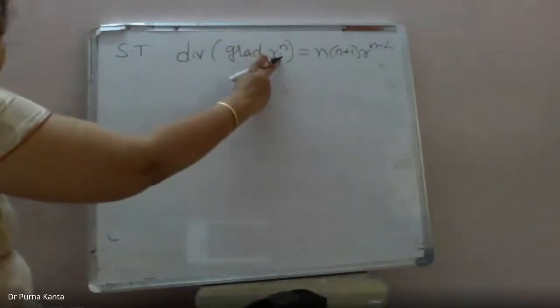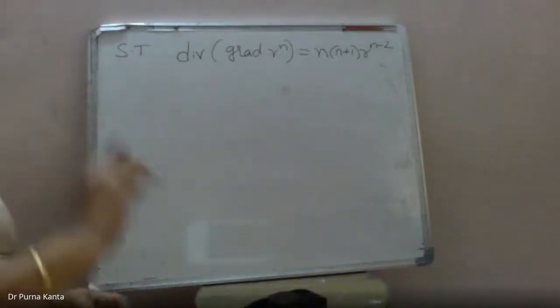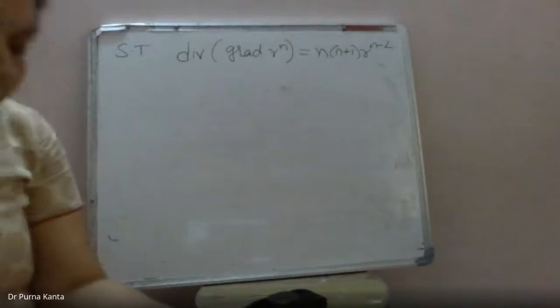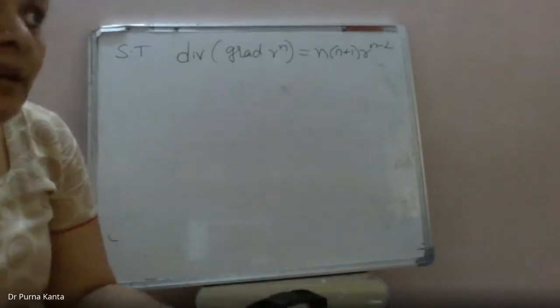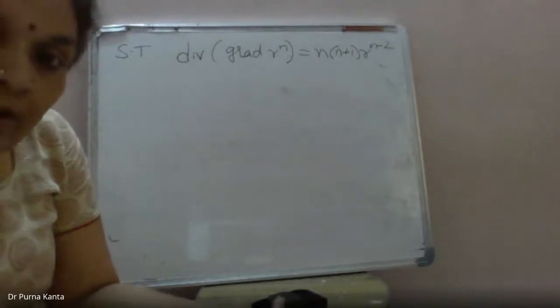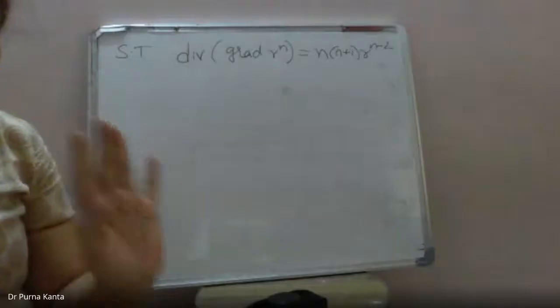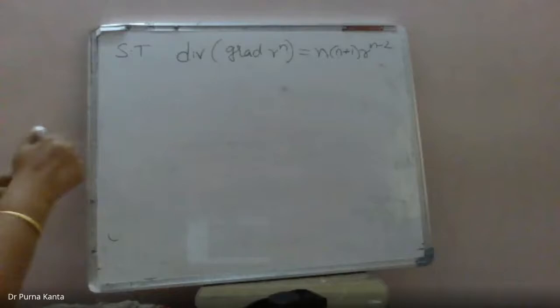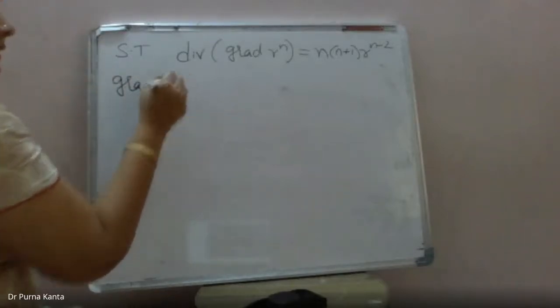We know the standard value r, which is root over x square plus y square plus z square. Yesterday I already gave you the proof also. Suppose you come across the value dou r by dou x, what value do we substitute there? Dou r by dou x is x by r. Yes, x by r you have to substitute.